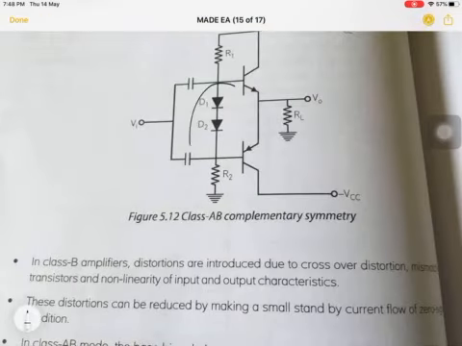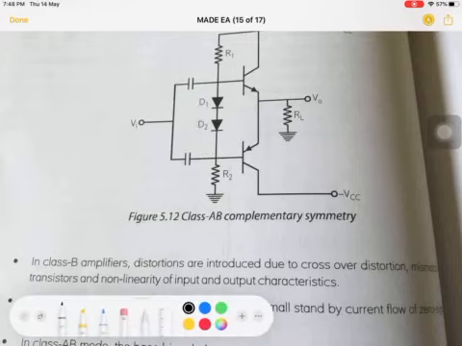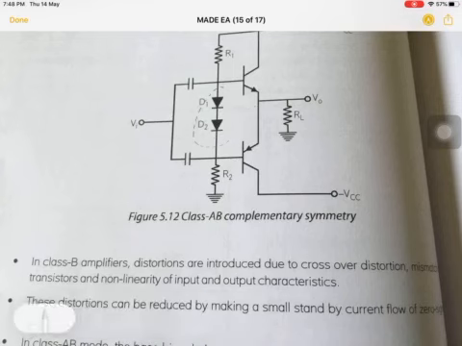First of all, we put two diodes here. When you put these two diodes, one is providing 0.7 for this voltage, and the other is providing 0.7 for this voltage. Because of that, it provides that crossover distortion value. So at any condition, it is always going to be more than 0.7. So this is done to avoid the crossover distortion.